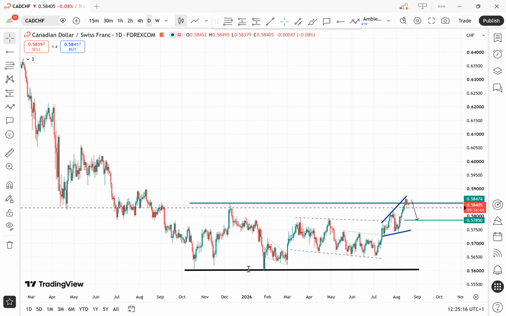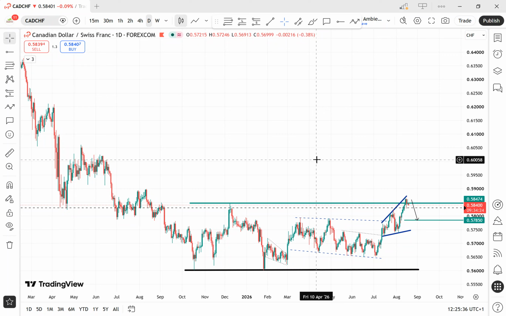So the objective here is not to predict what happens next. It is to read what the price is communicating, maintain context, and prepare for what may develop during the remainder of the week. So let's get into the midweek market review.